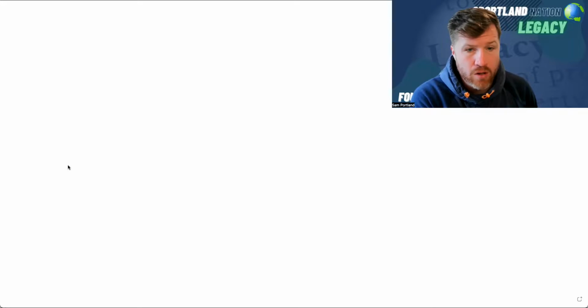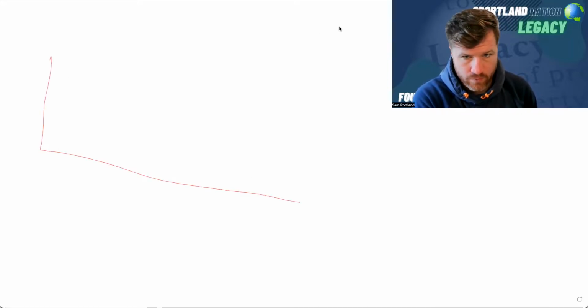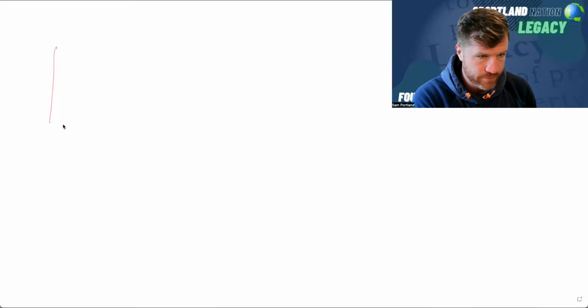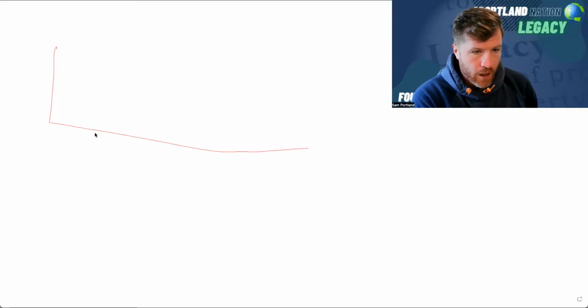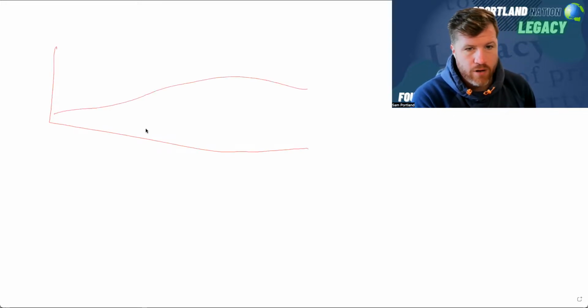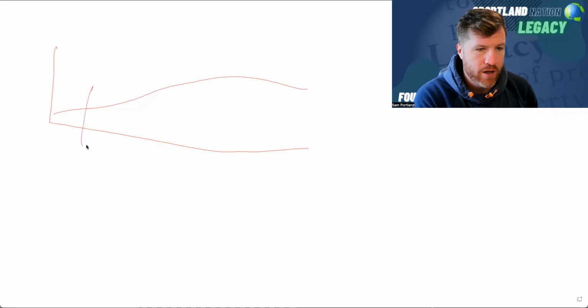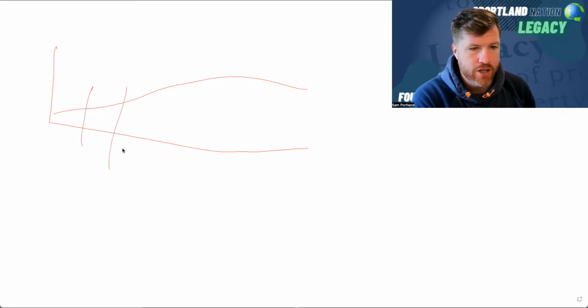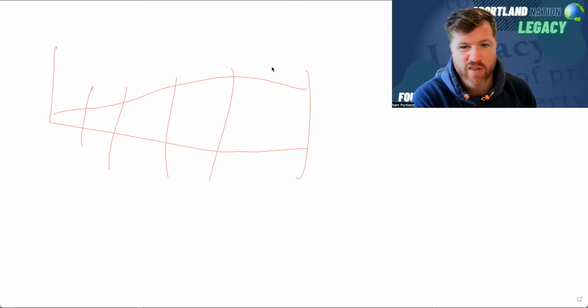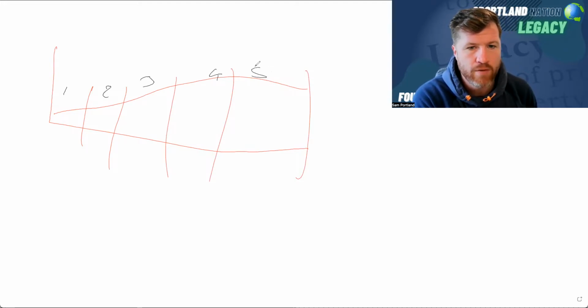First of all, understanding the phases of sprinting. Here we run our velocity chart. We have our start and our early acceleration. We then have our transition, we have our maximum velocity, and we have our speed reserve, speed maintenance, whatever you want to call it. So 1, 2, 3, 4, 5.